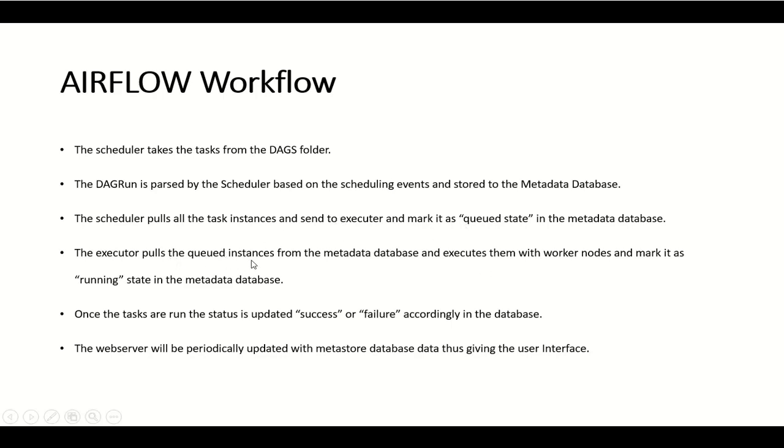Once the executor takes the queued instance from the metadata database, the worker node will execute it, and since it is being executed, the queued state will be changed to the running state in the metadata database. Once the tasks are run, the status is updated accordingly, whether it is success or failure, and the task will be updated accordingly in the database. Periodically the data will be taken from the database to the user interface, so that we can see the status of our task run in the UI.